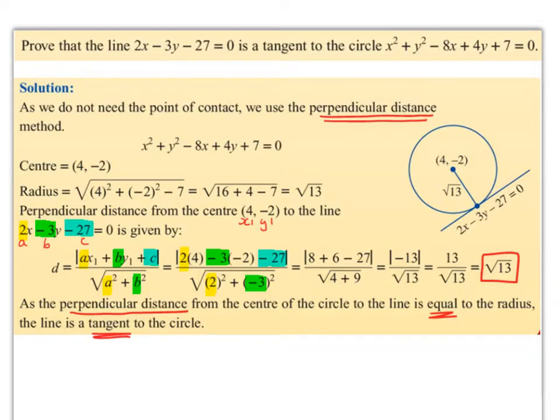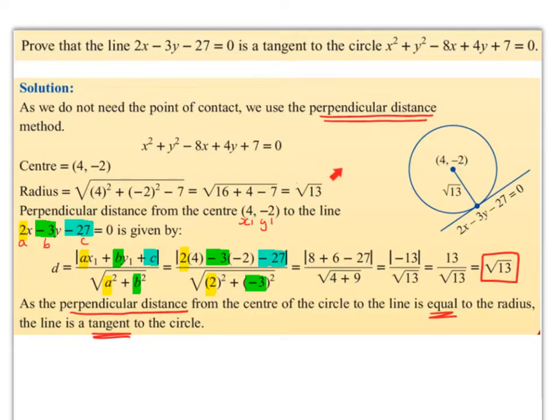So the perpendicular distance from the centre (4, minus 2) to the line 2x minus 3y minus 27 equals 0 is given by our perpendicular distance formula. We label our line A, B, C, and we label our point x1, y1, and we substitute into the formula. This formula is given in the formula book. Subbing into the formula and simplifying, we get the square root of 13. So the perpendicular distance is the square root of 13.